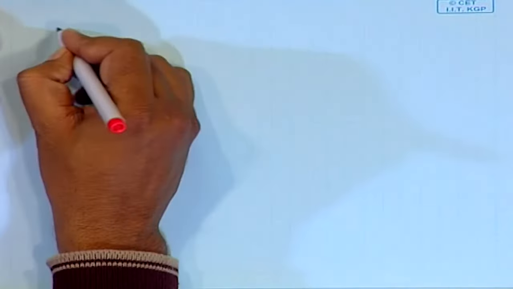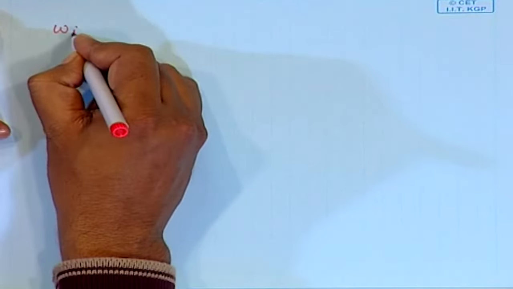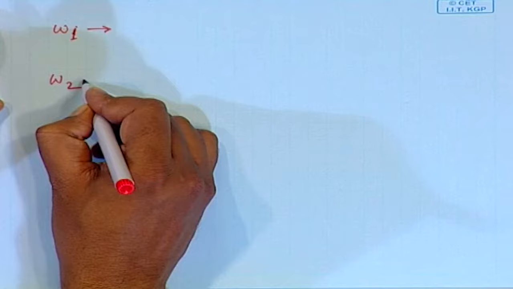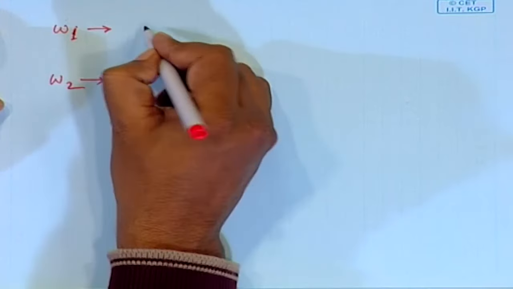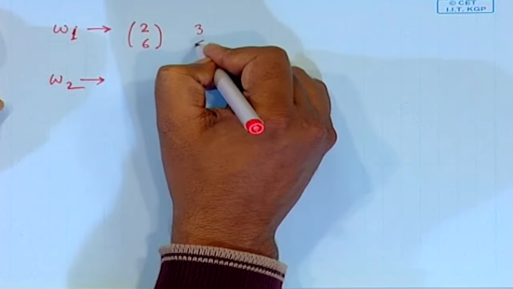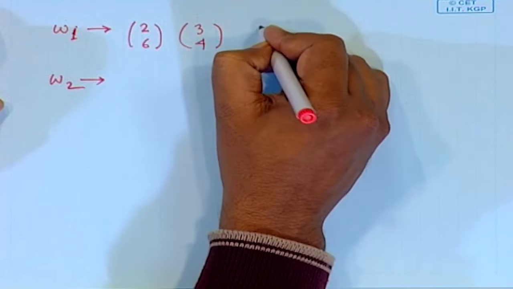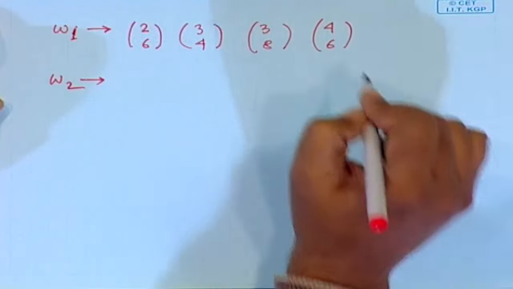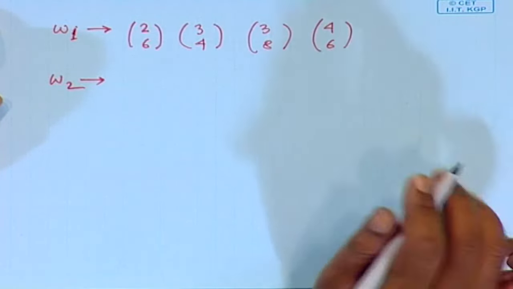Okay. Let us see an example. Suppose we have points belonging to two classes, class omega 1 and class omega 2. Okay. The training samples which are provided for these two classes are like this. For class omega 1 it is (2, 6), (3, 4), (3, 8) and (4, 6). So these are the training samples which are given for class omega 1.